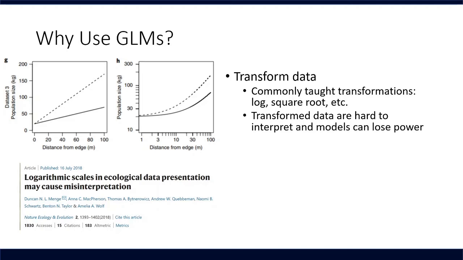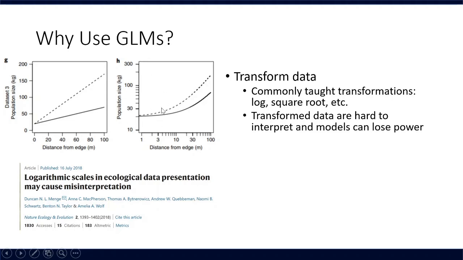However, transformed data are actually pretty difficult to interpret in a lot of cases, and models that are based on transformed data can actually lose statistical power. For example, these two plots: the one on the left shows the regular linear relationship between population size on the y-axis and distance on the x-axis. If you log transform those variables, because a population size is bounded by 0, as is a distance, so they can't actually be negative.